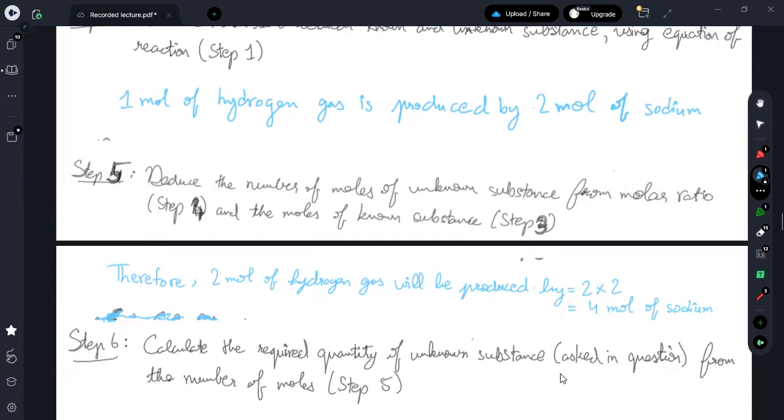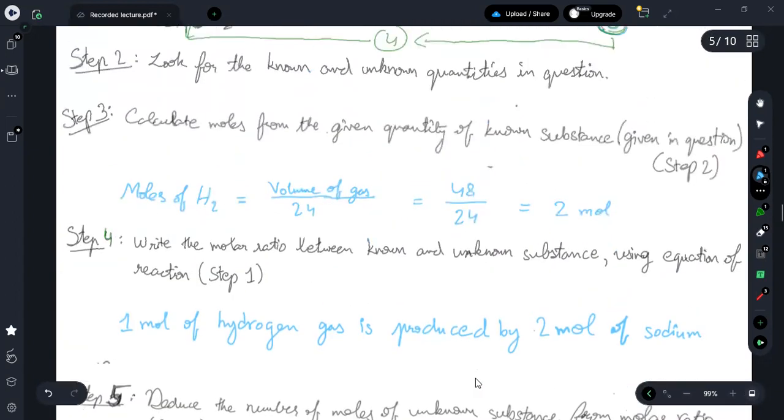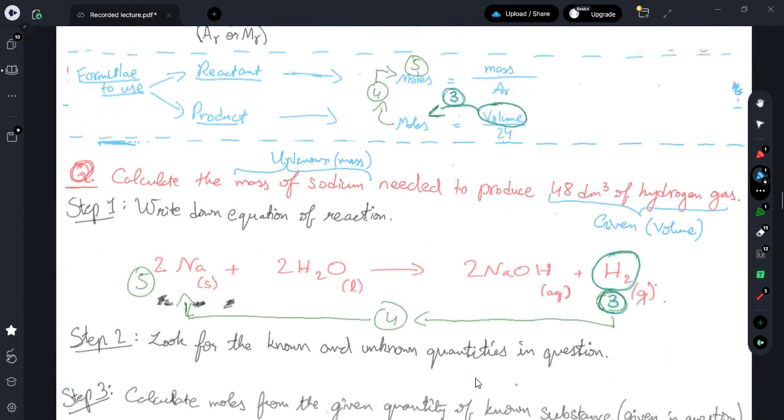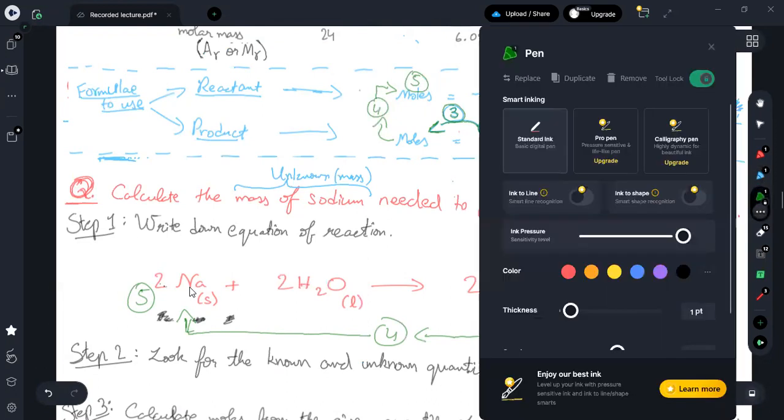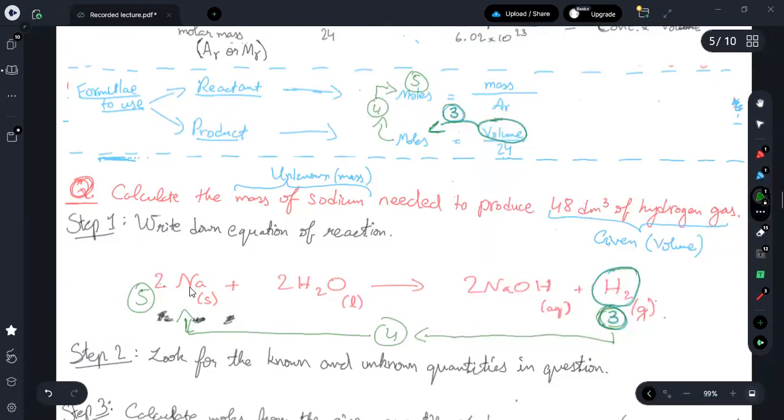So we are on to the moles of the sodium, and now we are going to move on to step number 6. That is what we wanted in the question. Calculate the required quantity of unknown substance, which is asked in the question, from the number of moles which we just calculated in step number 5, which was that 4 moles. 4 moles of sodium is how much mass? We had to find mass in the question. So over here, we find out the moles of the sodium. And now step number 6, where we have to find the mass of the sodium now.